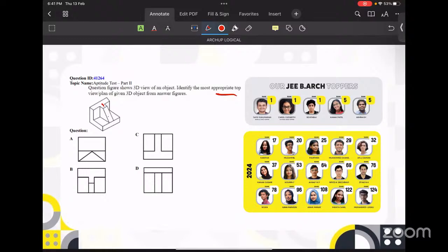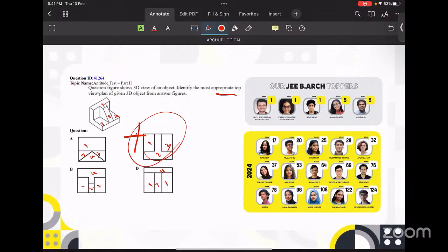1, 2, 3, 4. First round of elimination we are going to perform now. 1, 2, 3, 4, maybe the answer. 1, 2, 3, definitely not. 1, 2, 3, 4, maybe. 1, 2, 3, 4, maybe. But this one definitely not. This is a counting method of elimination.